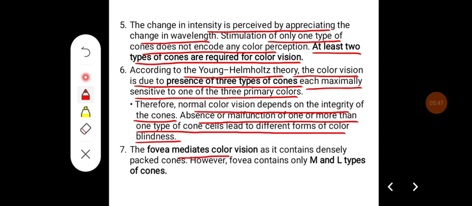The fovea mediates color vision as it contains densely packed cones. However, the fovea contains only M and L types of cones.